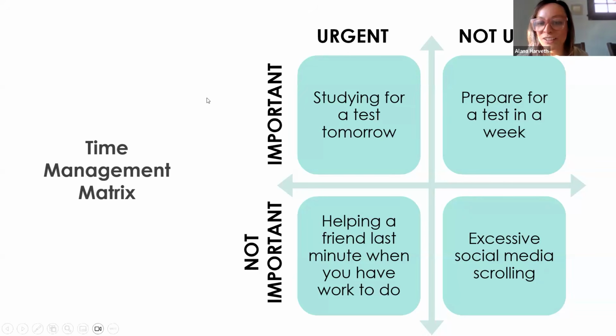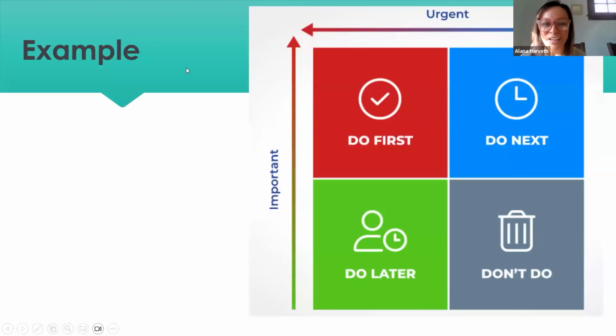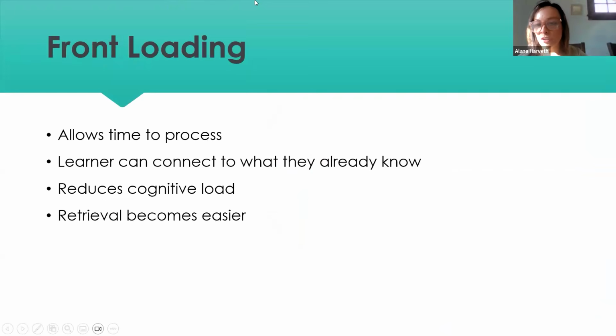And excessive social media scrolling is very time consuming. Here's another example of what do I need to do first? What do I need to do next? What do I need to do later? And what don't I need to do at all? So you list some tasks on the left-hand side, and you put all of the things that you have to do in a week or in a day, and then that's where you put these categorizations.